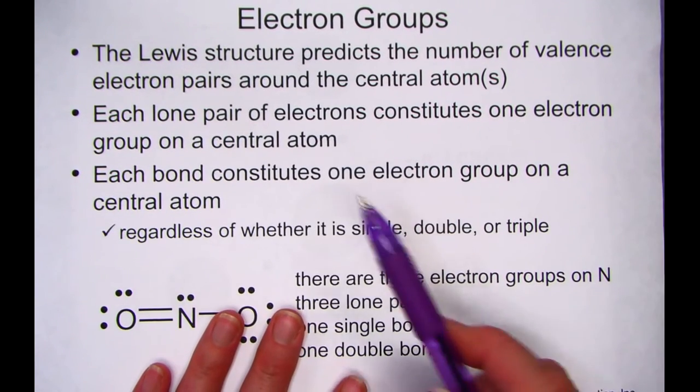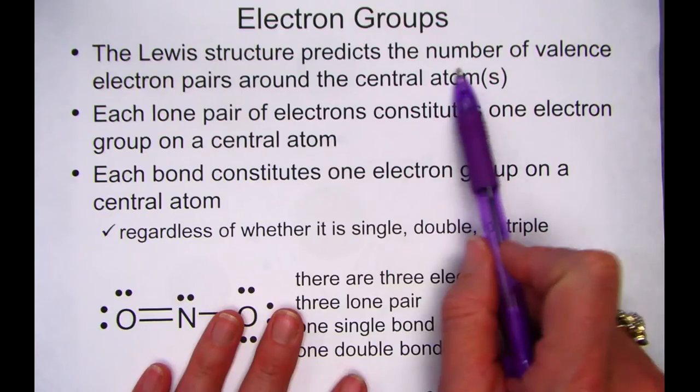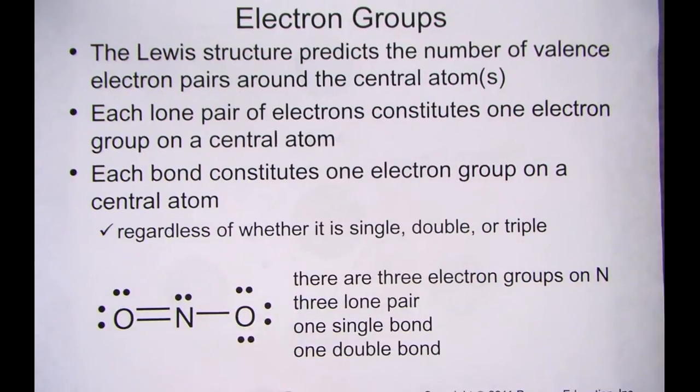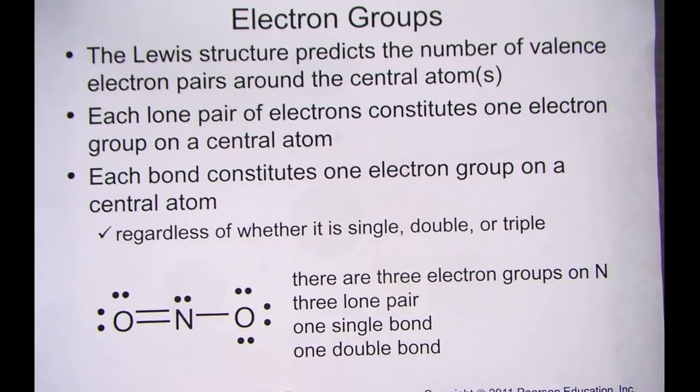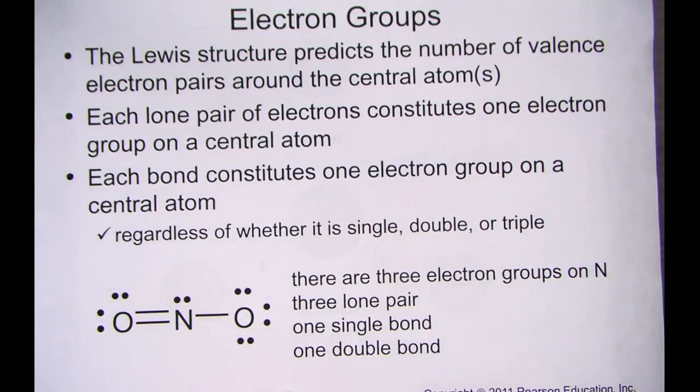Space them out. The Lewis structure predicts the number of valence electron pairs around a central atom. Each lone pair of electrons constitutes one electron group on a central atom. Each bond constitutes one electron group on a central atom, regardless of whether it's a single, double, or triple.